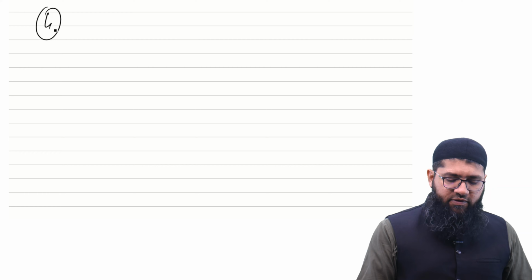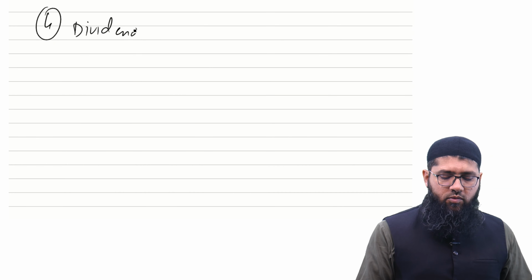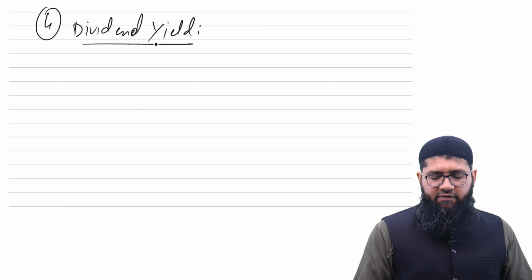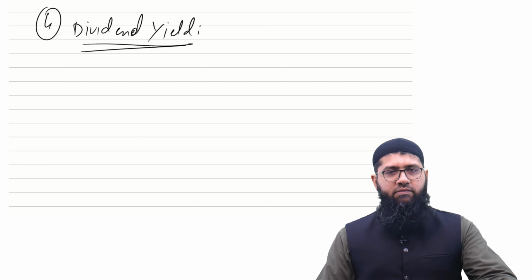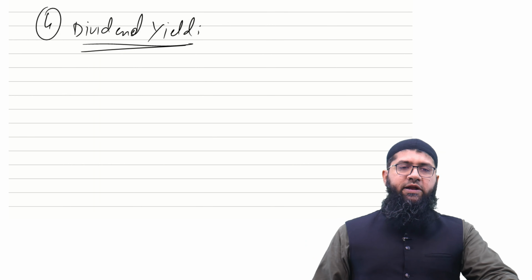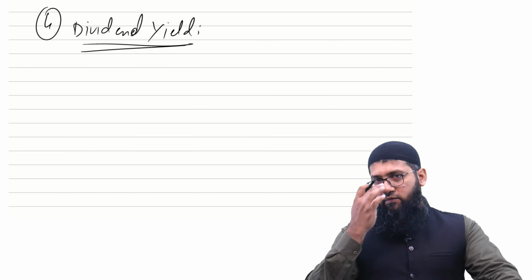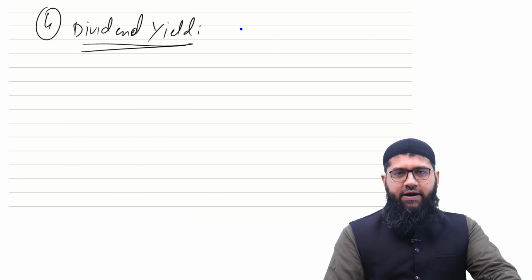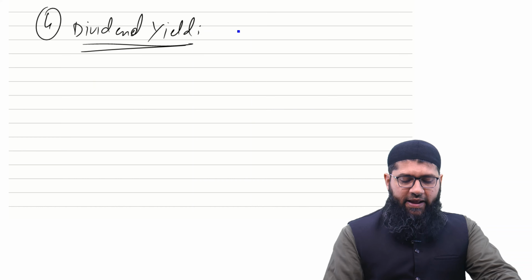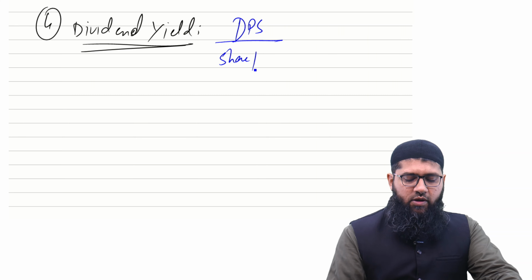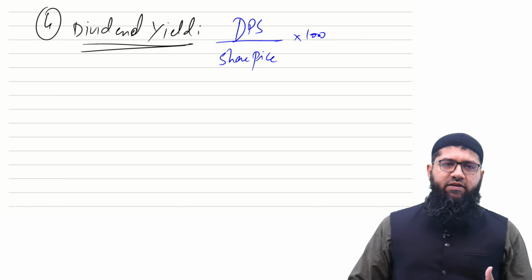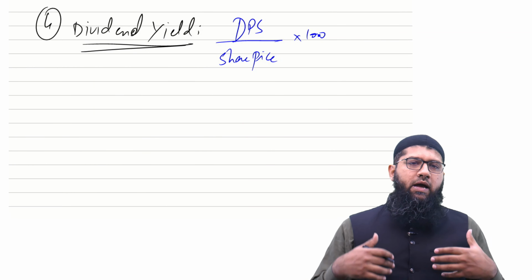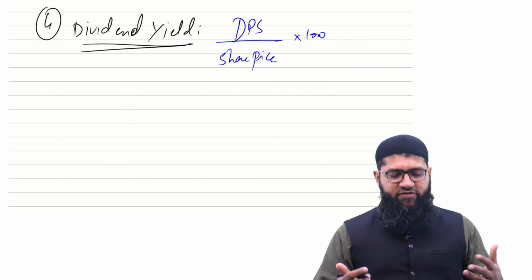Then you have got another one which is called dividend yield. Dividend yield is a very important formula for comparing the returns on a share in the form of dividend as compared to the returns that you get on debt in the form of interest. So how do we calculate the dividend yield? We say the dividend per share divided by share price, multiplied by 100. So you get the dividend yield, which is how much return in the form of dividend you are getting by investing in this company.